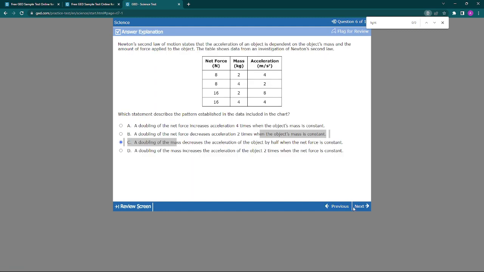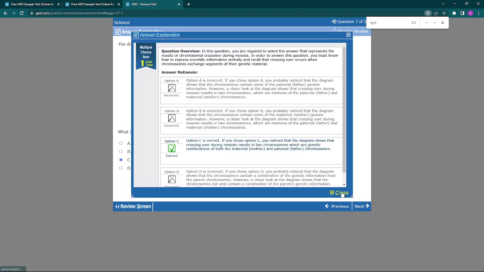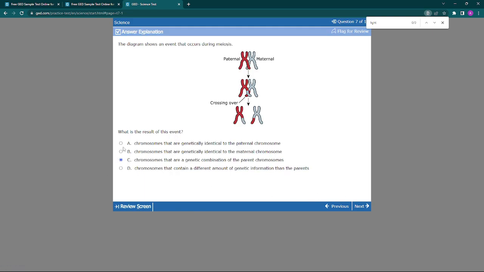So was that 6 out of 7? Or I don't know. We've missed one. So, oh wait, sorry. Chromosomes that are genetic combination, yes, this is C. Okay. I didn't click it. See, and that's why you need to make sure you at least click something and then go back and double check. Always double check your answers before you turn the test in. All right.